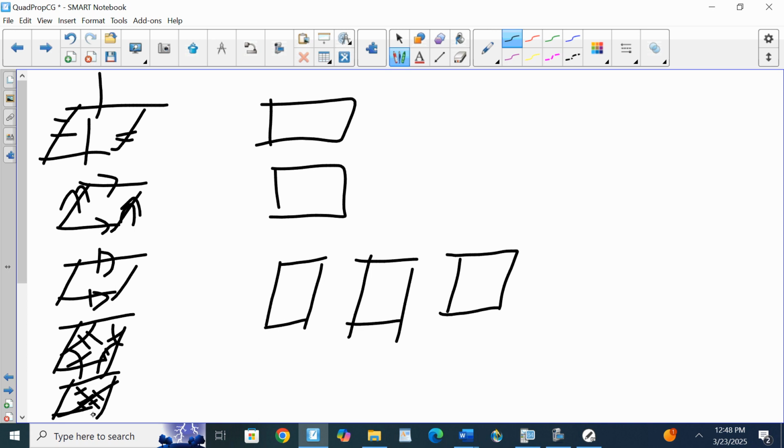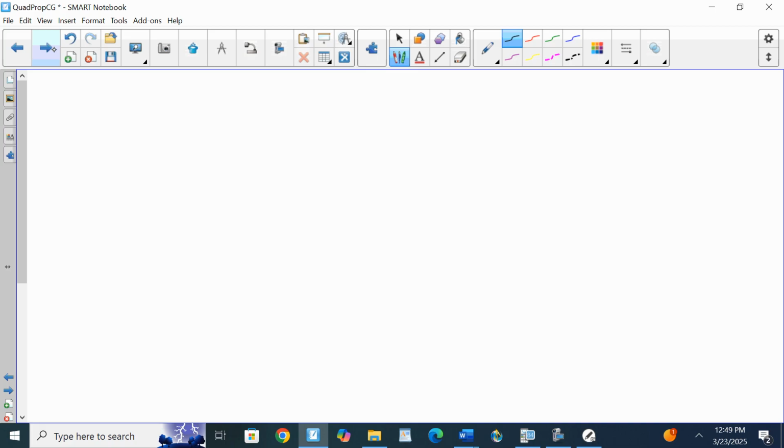2 pairs of opposite angles congruent. Diagonals bisect each other. Has all the parallelogram properties plus congruent diagonals and right angles. Has all the parallelogram properties plus perpendicular diagonals. Diagonals bisect the angles. Consecutive sides congruent or all sides congruent. And a square has all of them. So you definitely want to know those.